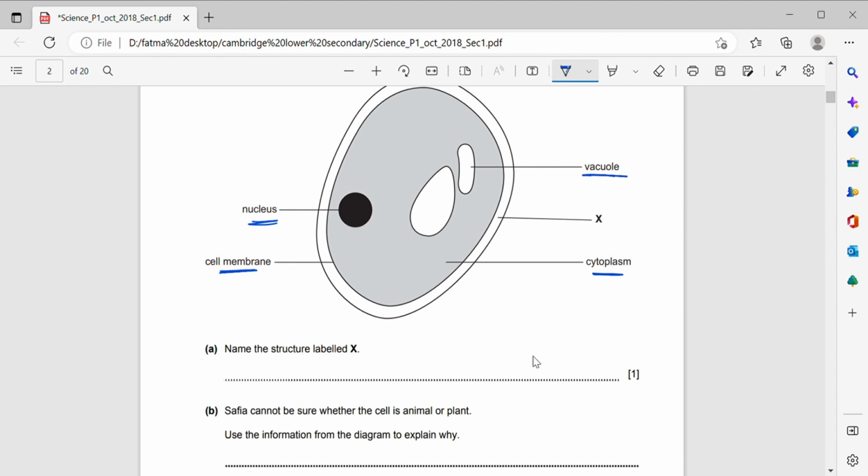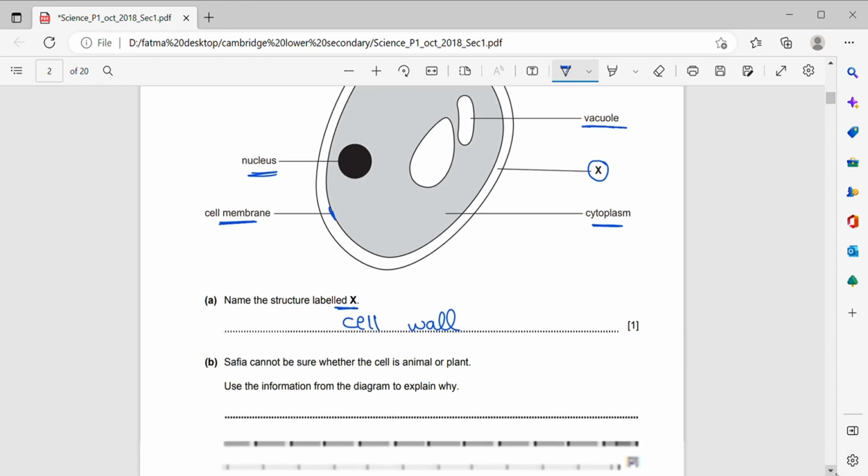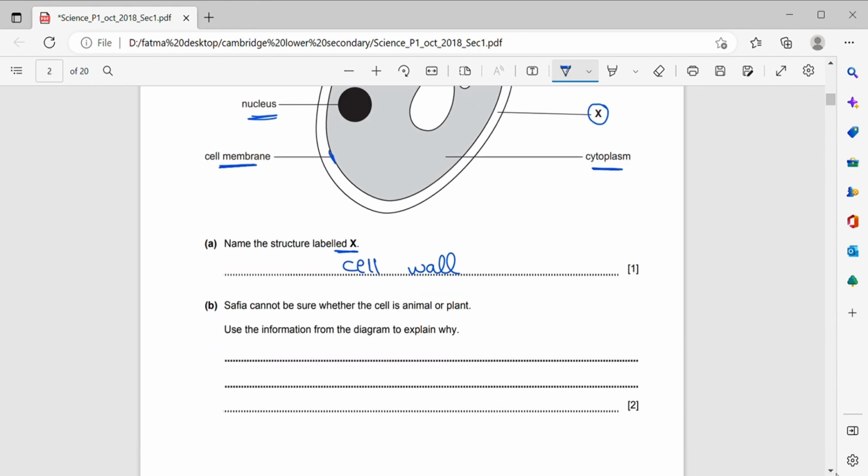Name the structure labeled X. So here, this is the cell membrane. What would be X? X would be the cell wall. Sophia cannot be sure whether the cell is animal or plant. Use the information from the diagram to explain why.